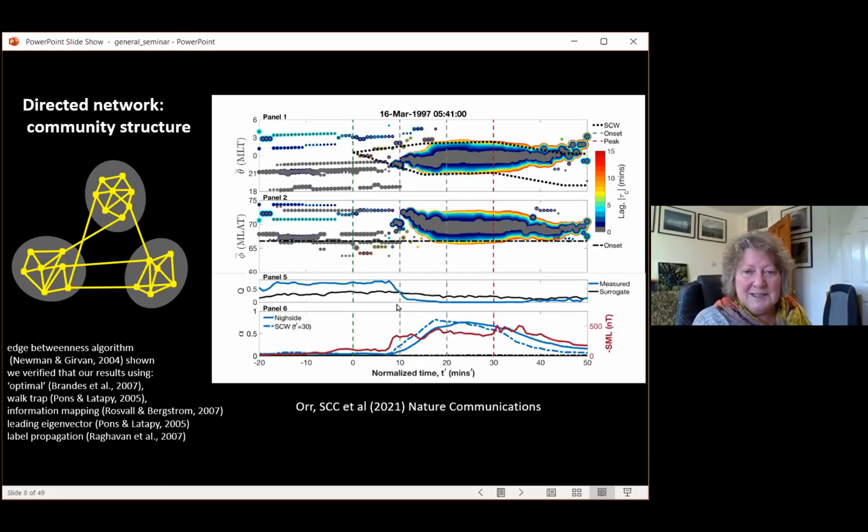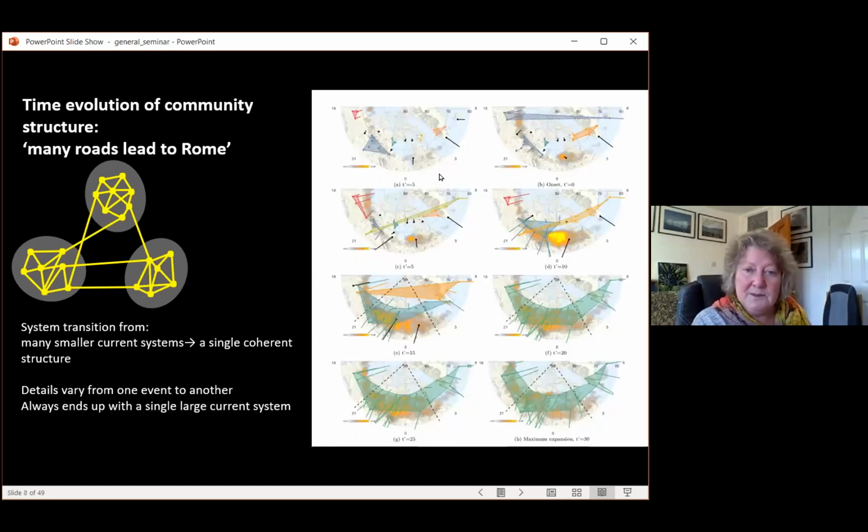The interesting thing, and this gets at the point of wanting to nail some stuff down: you can see what happens before onset. There's lots of little things going on. Then you see the substorm current wedge, a big current system kicking off at substorm onset. This is what we found when we looked at lots of events. What happens just as the thing is getting going? You see lots of little patches.